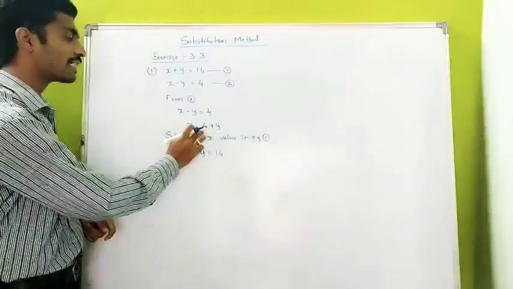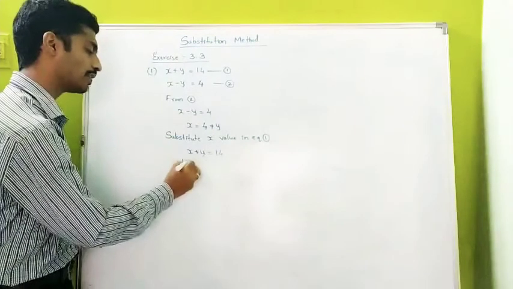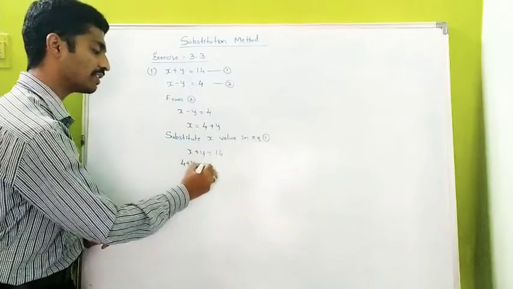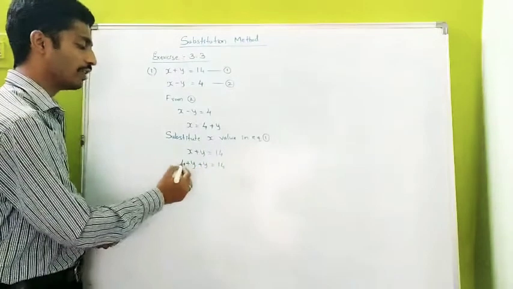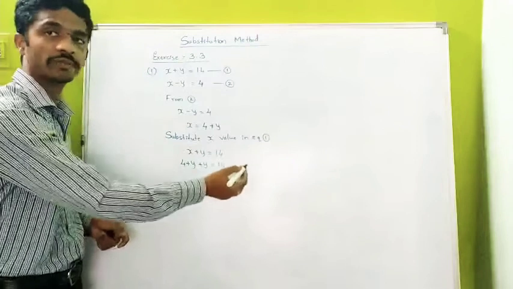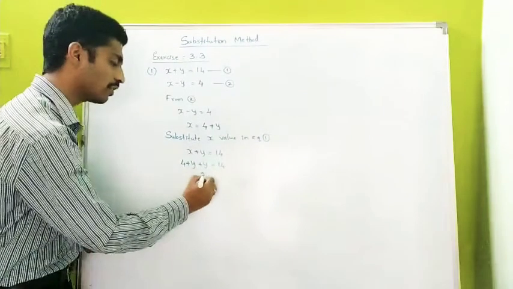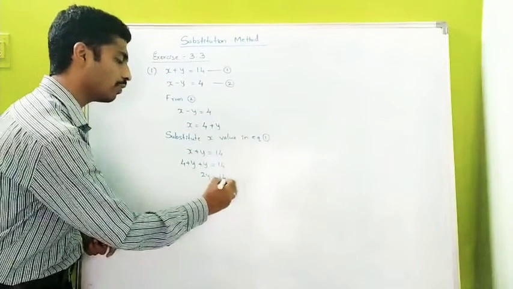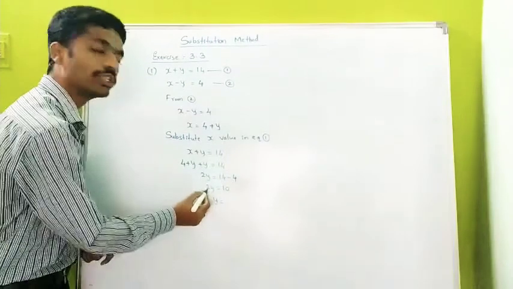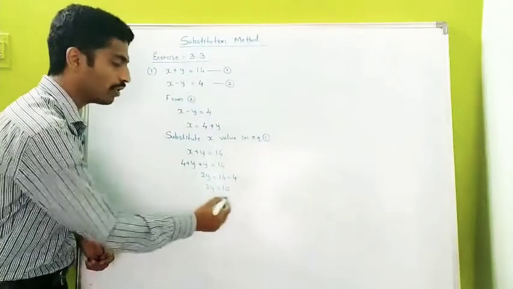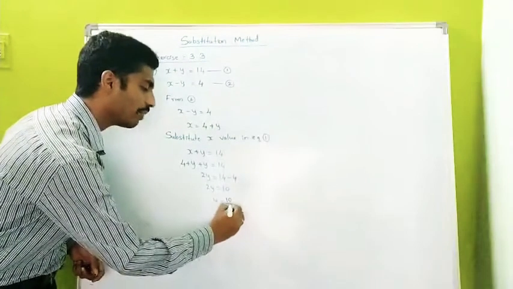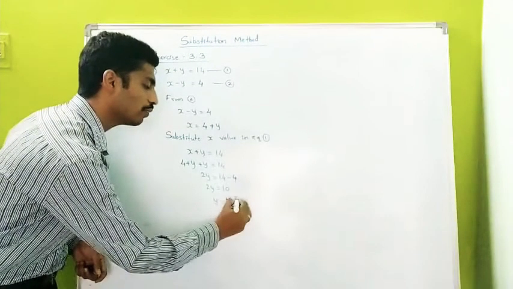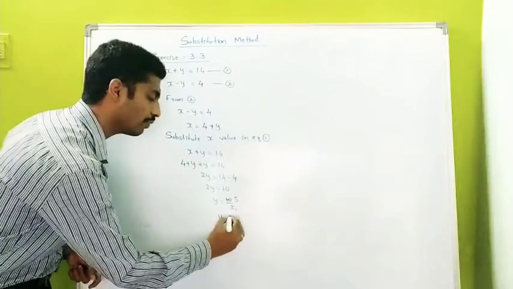So what is x? x means 4 plus y. Again, plus y is also there. So write it the same: 4 plus y plus y equal to 14. I will take 4 to the right side, it becomes minus. Here y plus y is 2y equal to 14 minus 4. Here 2 is multiplying y, so if I take it to the right side, it becomes division. So it will be 10 by 2. 2 fives are 10. So y equal to 5.